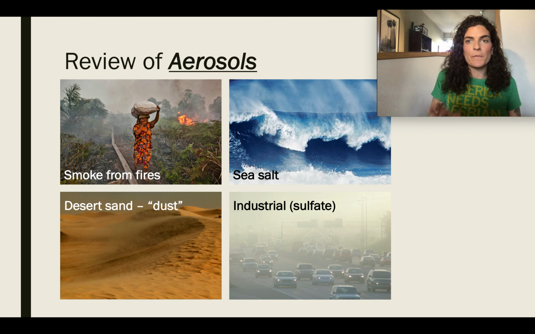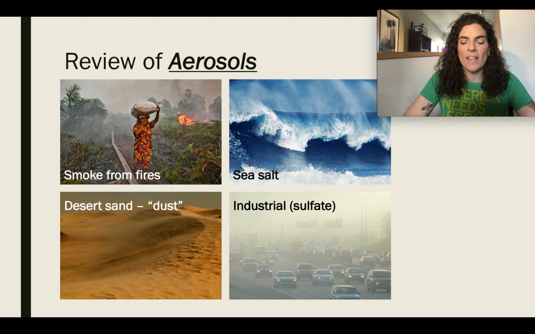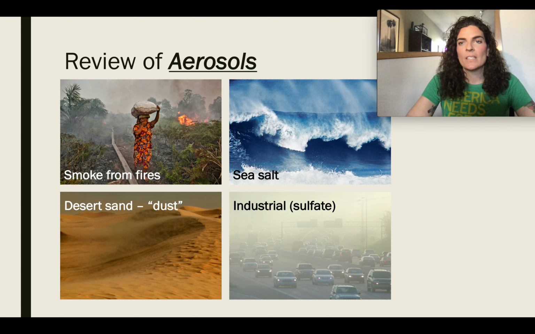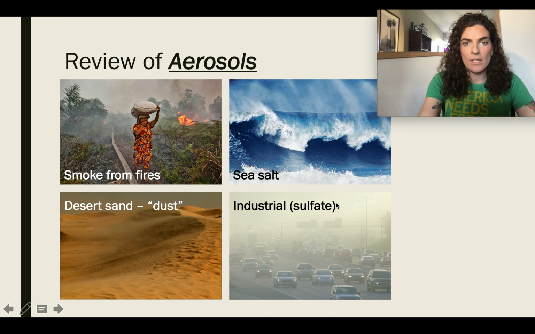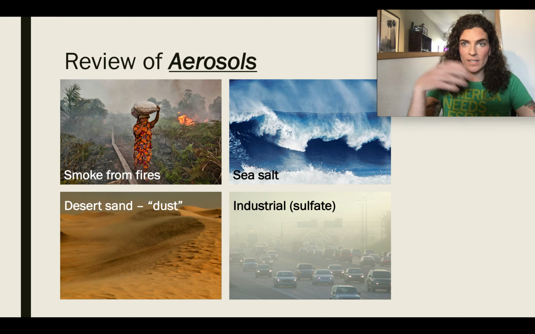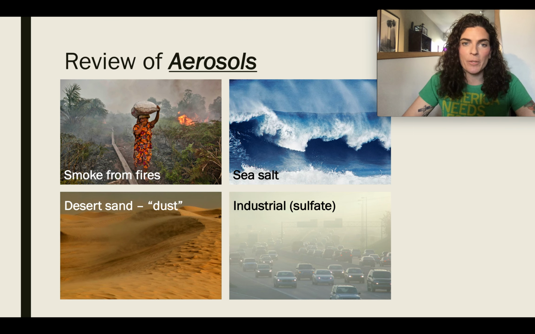So let's do a brief review of what aerosols are. I know I did this in one of our last classes together. We group the aerosols into four broad categories. We have industrial aerosols, which are emitted from industrial activities like driving cars and factories. These are mostly sulfate aerosols. They're very bright, they're reflective. When combined with water, they produce smog, which I think we're all very familiar with.